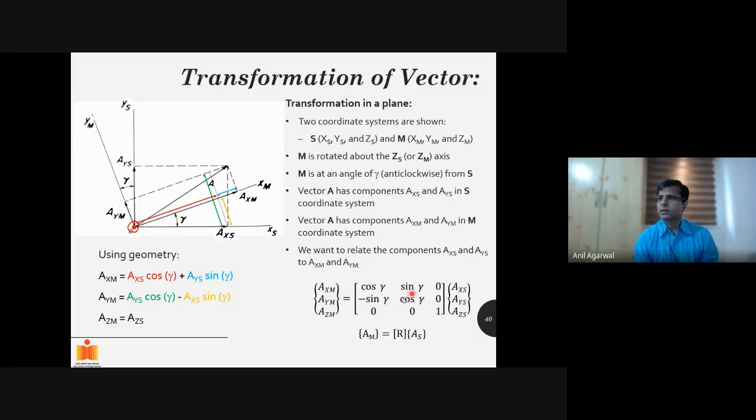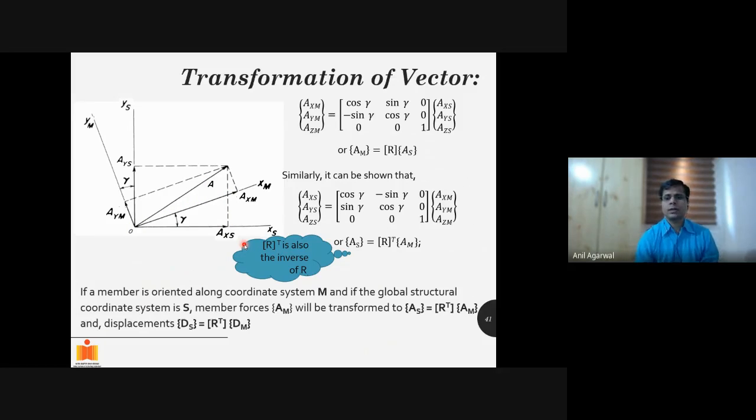Fine. So this is the transformation matrix. This transformation matrix works for any vector which has three components: one in x, one in y, one in z. All right. Moving forward. Now, right now this equation is basically relating the structural coordinate system to the member coordinate system. So if I know the AS value, I can get the AM values. So AM vector I can get by pre-multiplying with R.